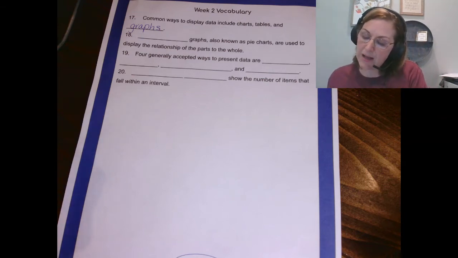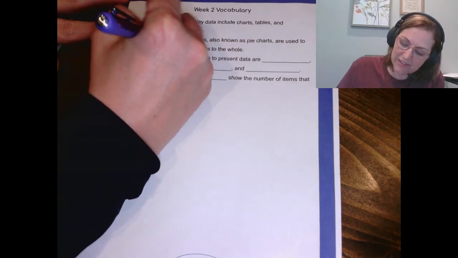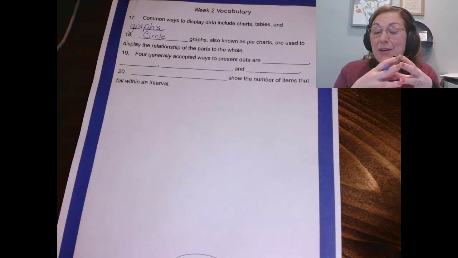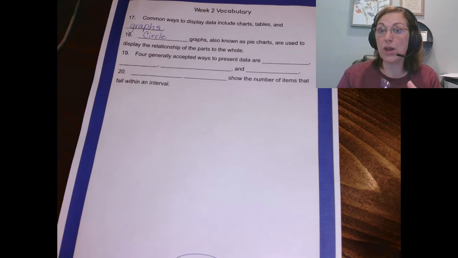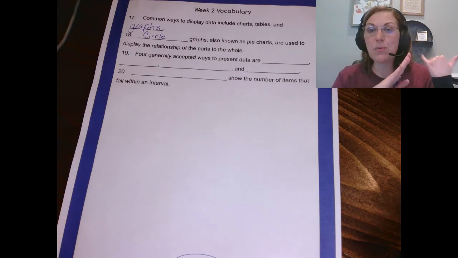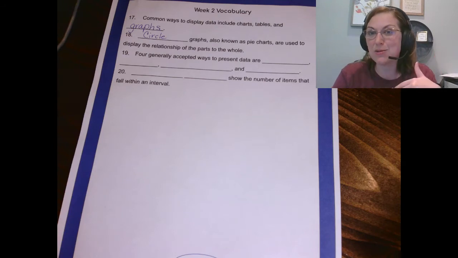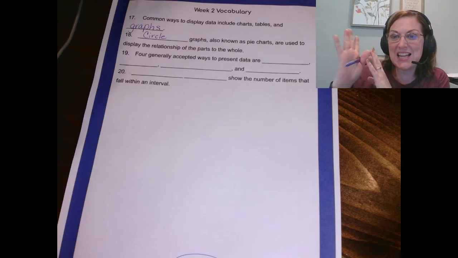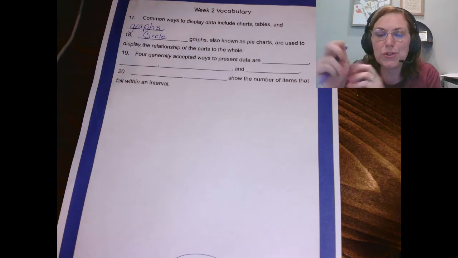Okay, circle graphs. Circle graphs here, also known as pie charts, are used to display the relationship of the parts to the whole. You may have seen a circle graph done with regard to expenses in a household budget, right? Showing that we want 25% of that household budget going to housing. And we want 15% of that household budget going to food and so forth.